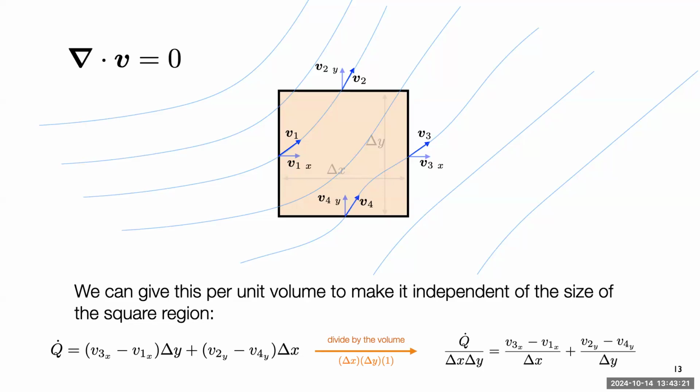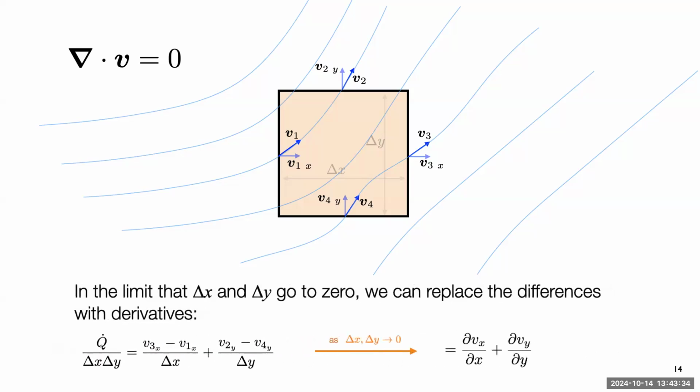So you have v3x minus v1x divided by delta x, v2y minus v4y over delta y. So the difference in velocity here divided by that distance, the difference in velocity here divided by that distance. So now let me let this delta x and delta y go to zero. Imagine that this region I'm letting become smaller and smaller. So in that limit, you can see it's v3x minus v1x, so velocity here minus velocity here divided by the distance. So that is just the definition of a derivative, a partial derivative.